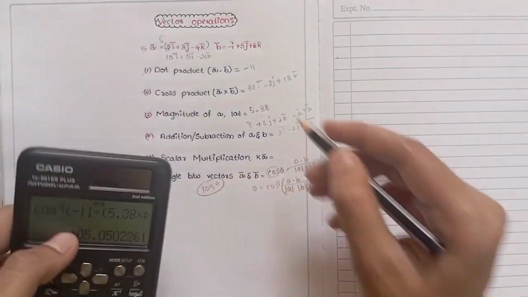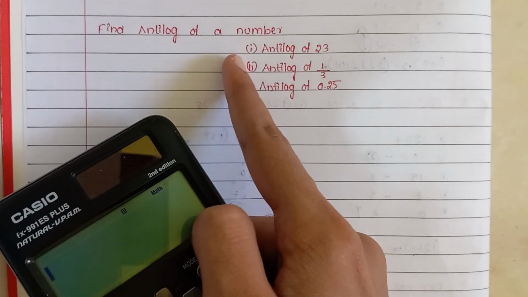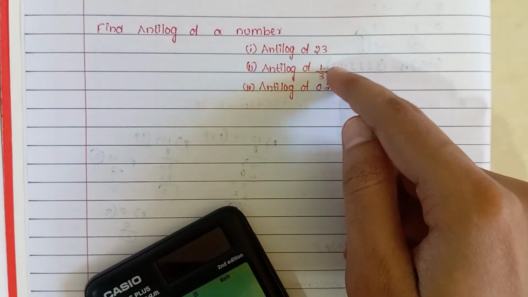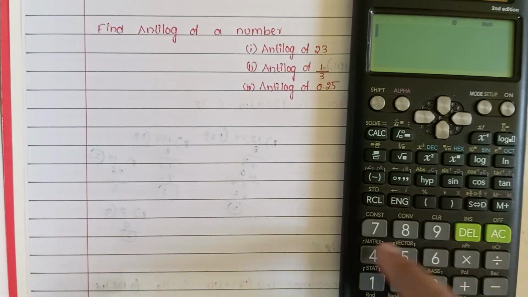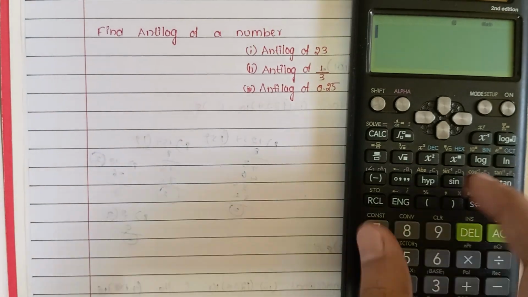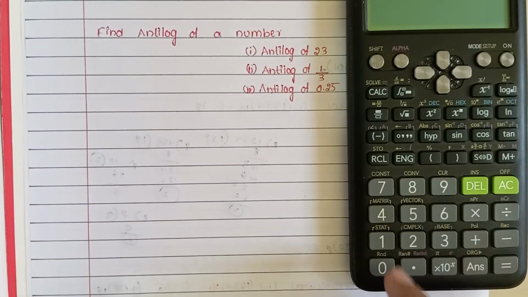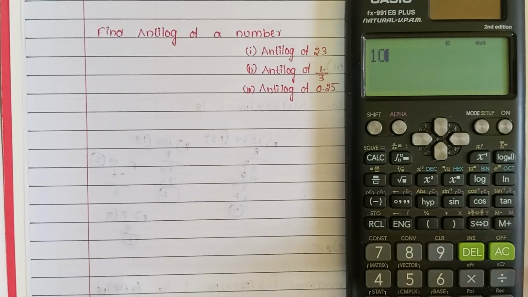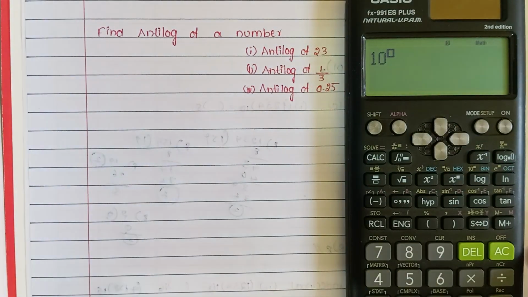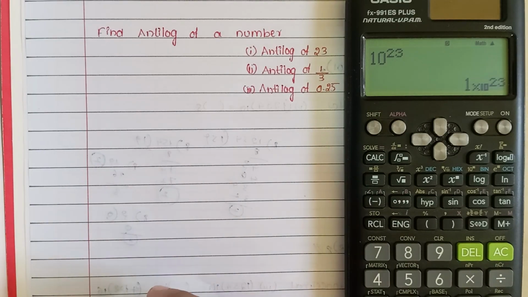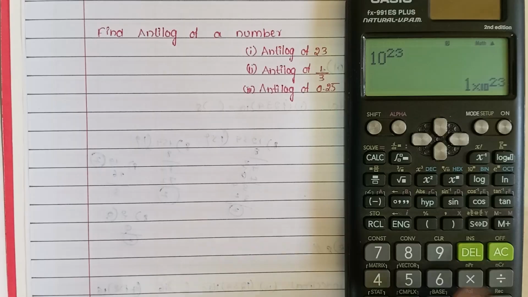Okay, so these are the operations we can perform using the calci. Now we are going to find the antilog of a number: integer number, fractional number, decimal number. For that, whatever value is given, enter the value in 10 powers. I will show you an example. Take 10, press this one, it will show like this. Enter the value here, 23. Therefore the antilog of 23 is 1 into 10 power 23.